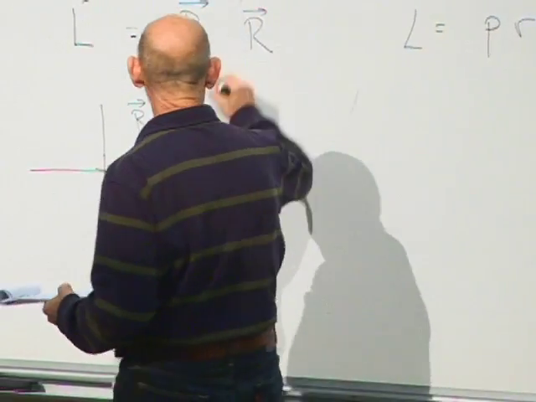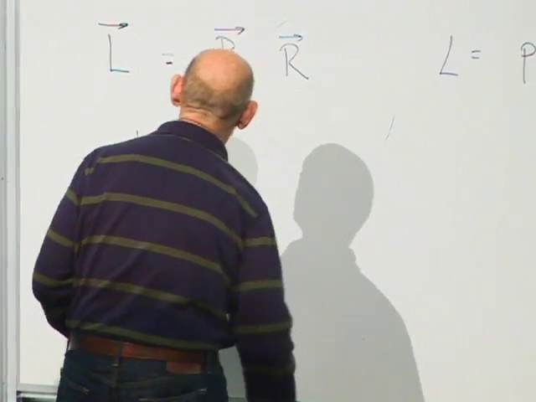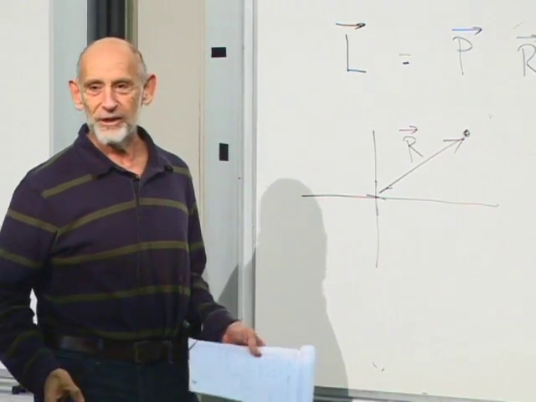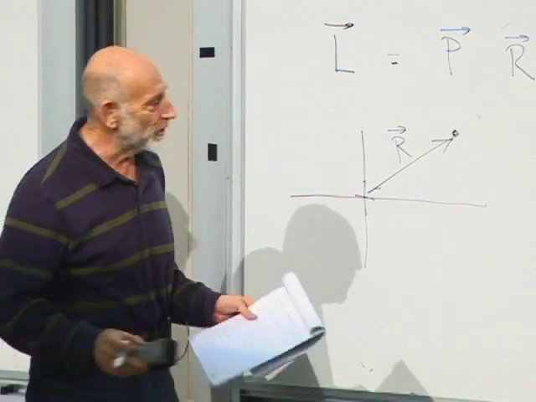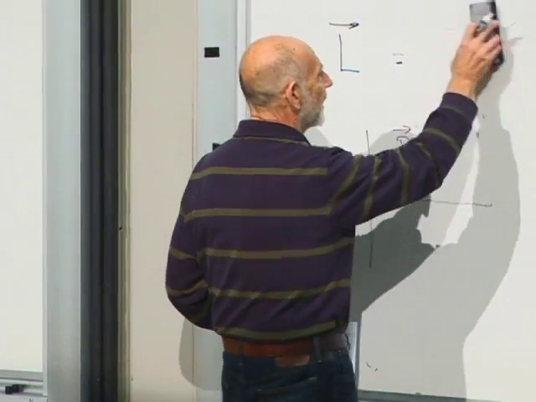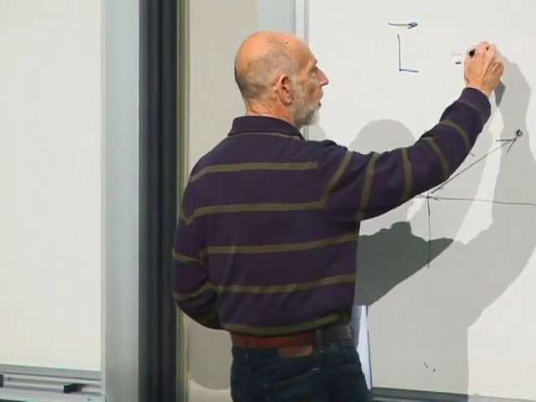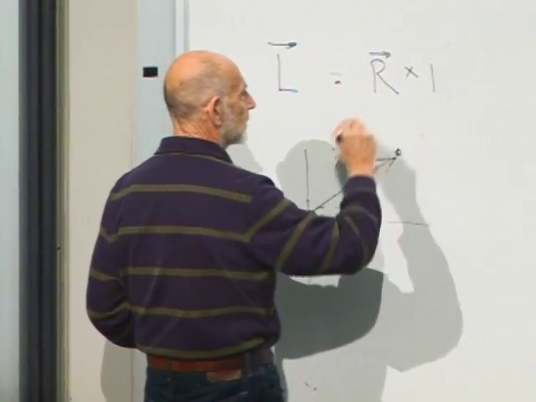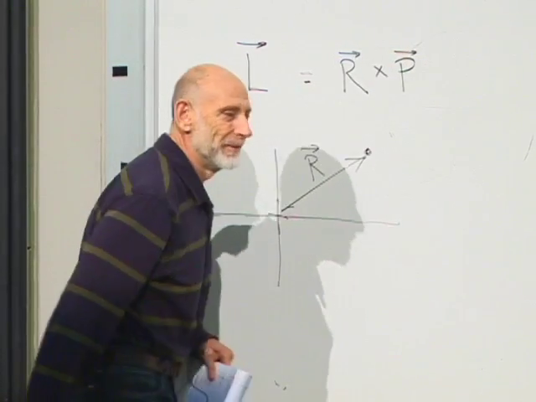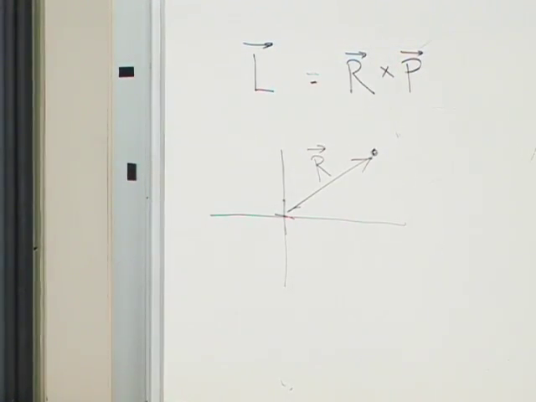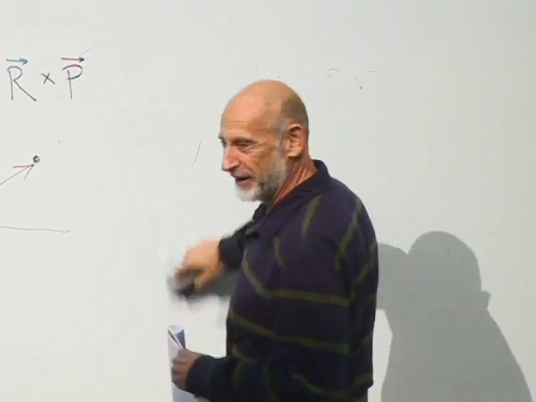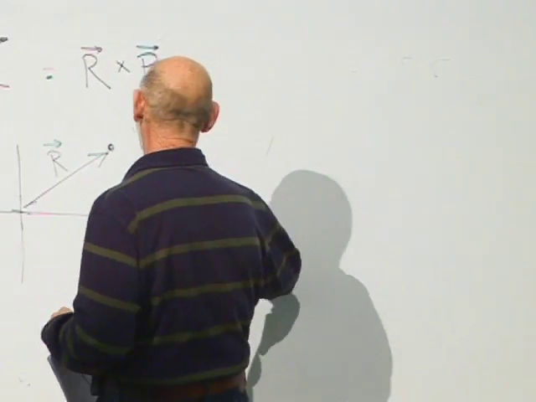The cross product, R, and in fact, there's an ambiguity. Is it R cross P or P cross R? That's a question of whether you're right-handed or left-handed. Do you use the right-hand rule or the left-hand rule? The standard convention is that it's R cross P. Is that right or left-handed? I don't remember. I think it's right-handed. Maybe it's left-handed. I'm not sure. We could figure it out, but I don't want to. Yeah. It's R cross P.